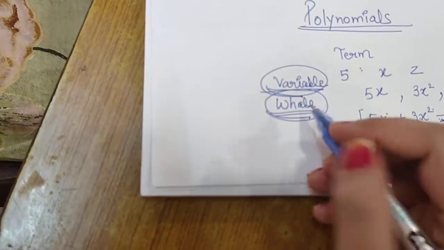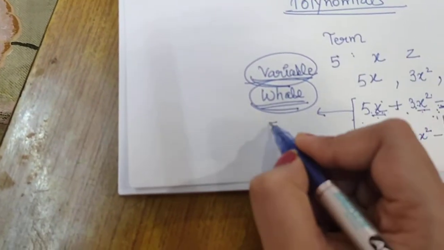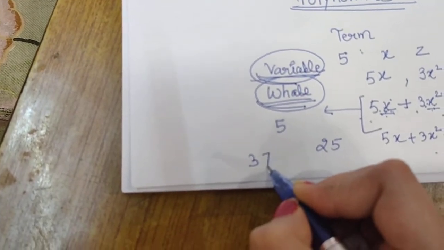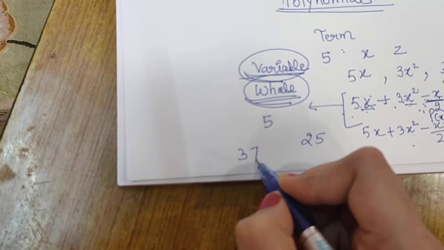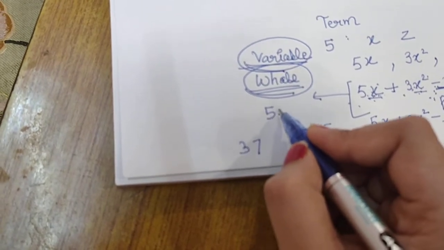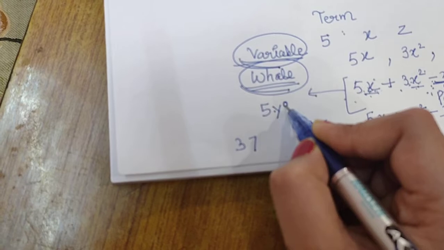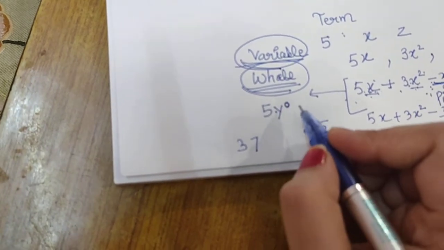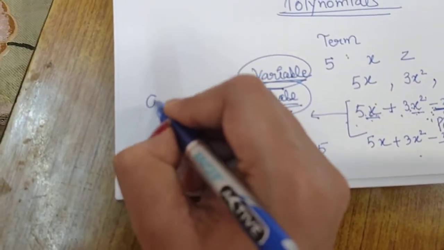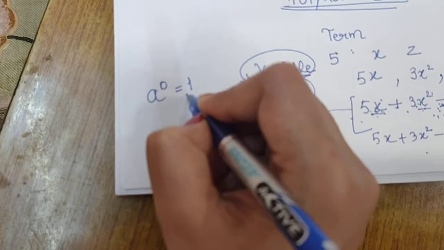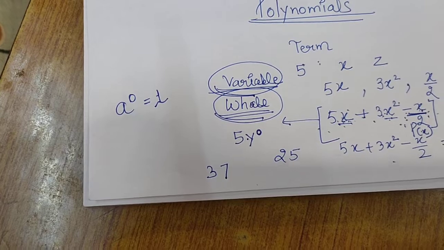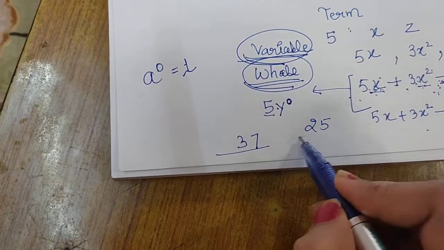So tell me, if I am saying whole number, 0 is also a whole number. So is only 5, or 25, or you can take any number, 37, are these also polynomials? Yes. Why? Because suppose there is a variable with 5. You take y, and the power is a whole number, meaning 0. I think you know this law of exponents, you studied in chapter 1. If a is raised to the power 0, the answer is 1. So the value of a raised to the power 0 is 1.